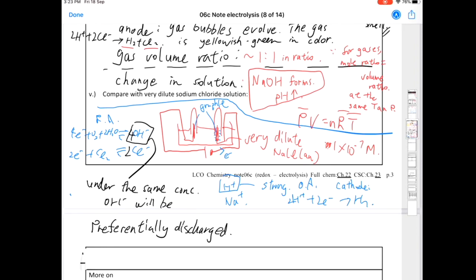So in this case, what can you observe on the cathode and anode respectively? Cathode first. What can you see on the cathode? Gas bubbles evolve, and that gas should be hydrogen. So a colorless gas bubble evolves.